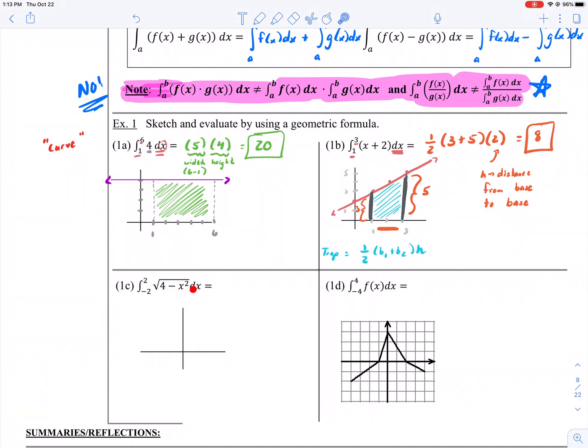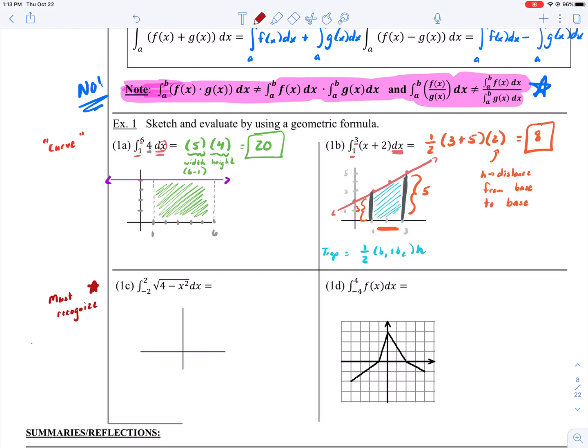You may not know exactly what shape this makes, but this does make a geometrical shape, and I need you to know. I need you to be able to recognize this shape. Okay, must recognize. This is 4 minus x squared, okay, but it's got that square root attached to it.